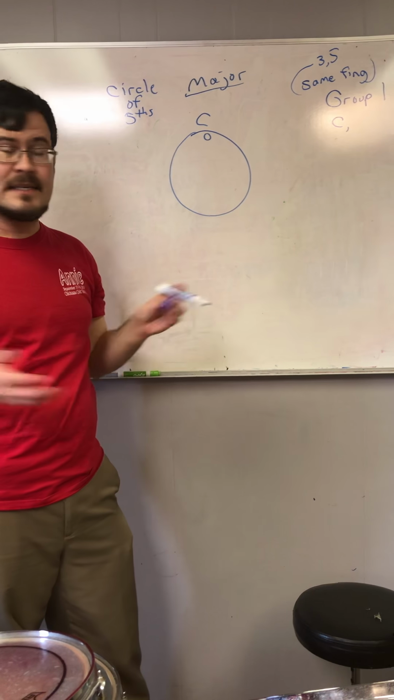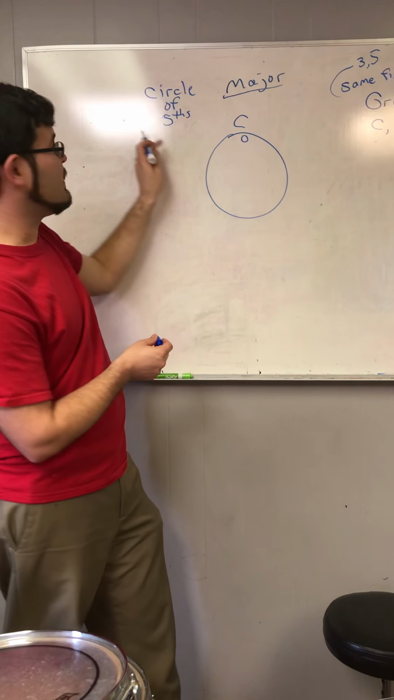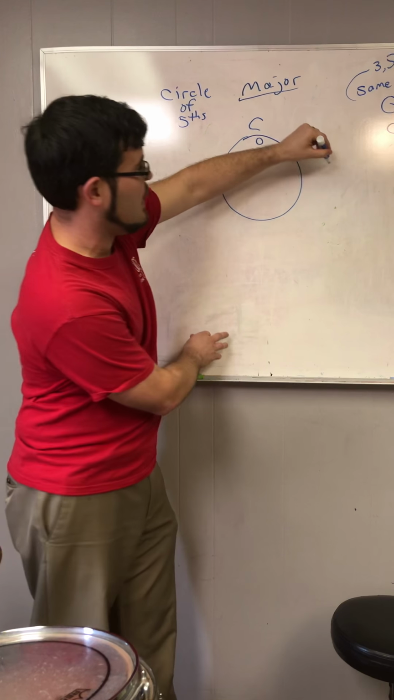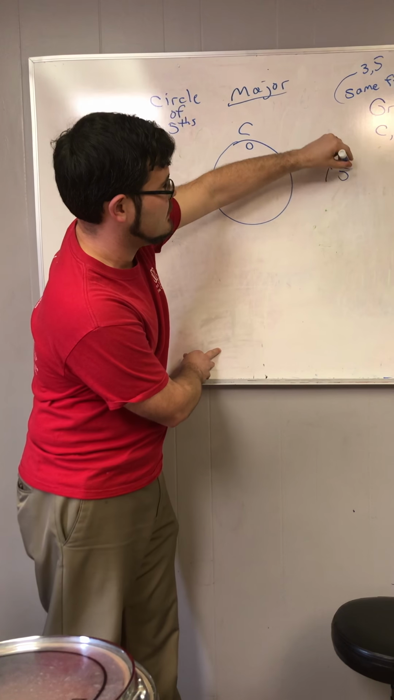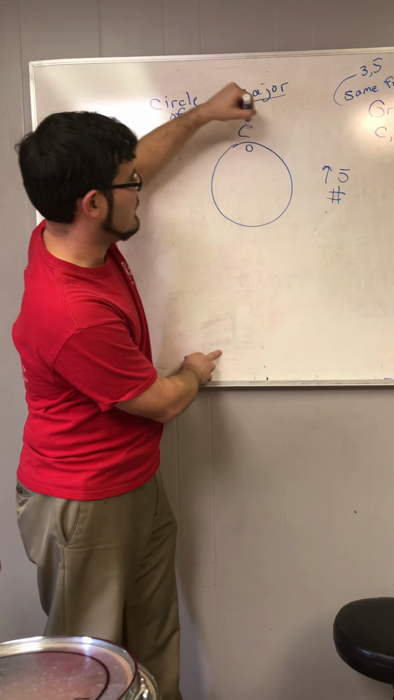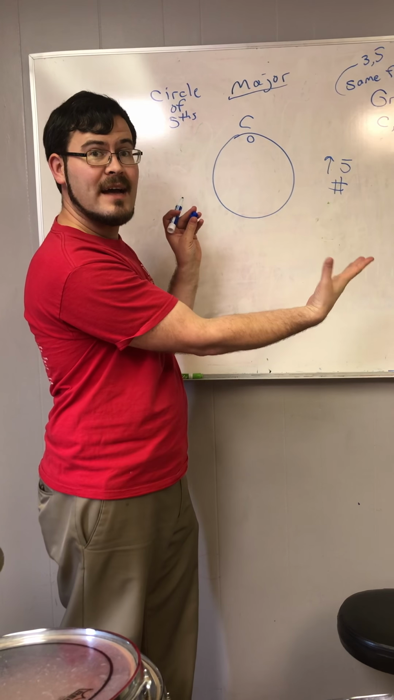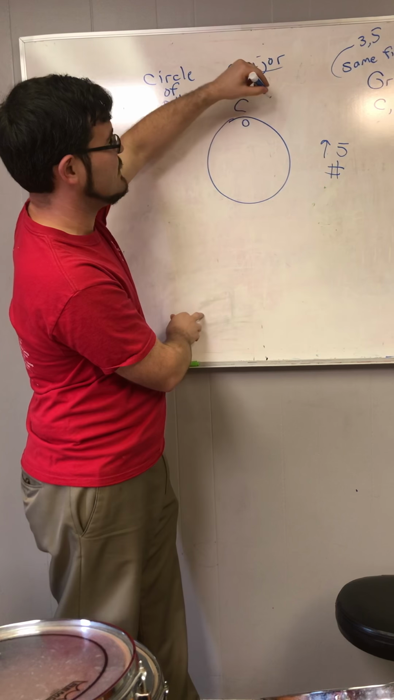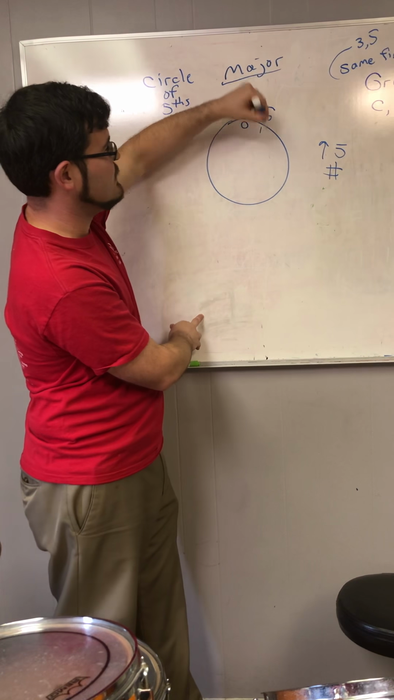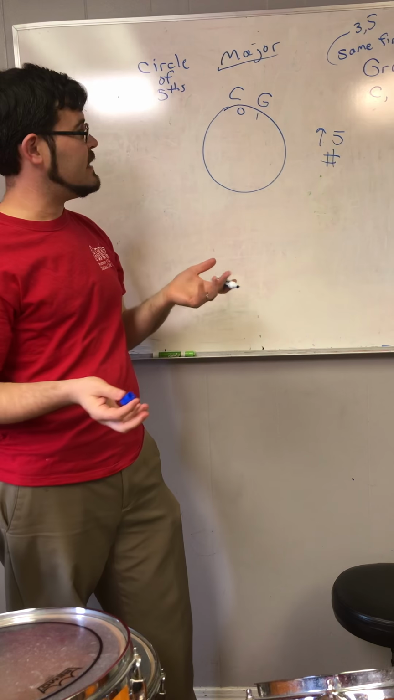So how do we get to the next key? The circle of fifths means you go up 5 and you add a sharp on this side. So we go up 5: C, D, E, F, G. G is the next letter in our music alphabet. G has 1 sharp. The key of G has 1 sharp.